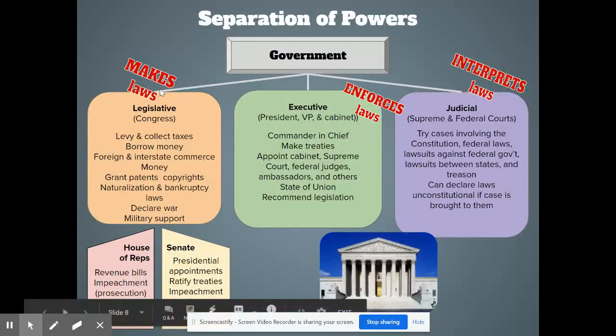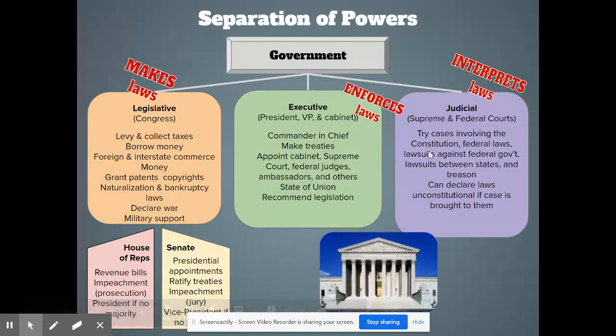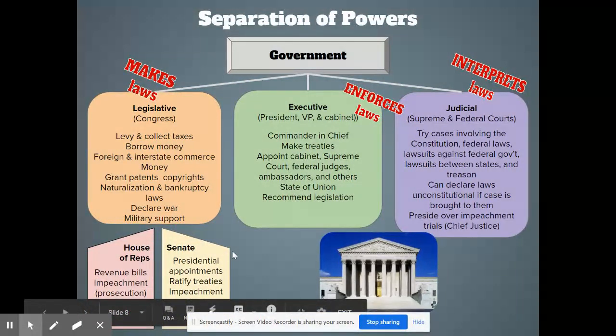So if Congress passes a law, the president signs it, and someone feels that violates their rights somehow or it's unconstitutional, that argument would take place in the Supreme Court. And the Chief Justice of the Supreme Court presides over the impeachment trial in the Senate.